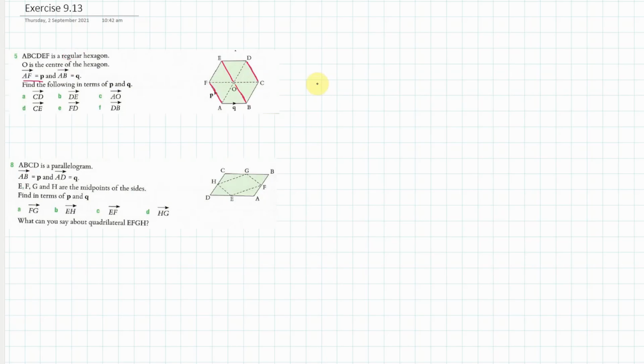Now I'm going to draw on with a different color all the vectors that are equal to Q. So obviously this one here, and you've got this one at the top here, and then you've got this one here, and this one here. So now we can travel all the way around the hexagon using vectors that we know. So CD, C to D, right? Well, my path is going to be just P. I'm going this way, P.